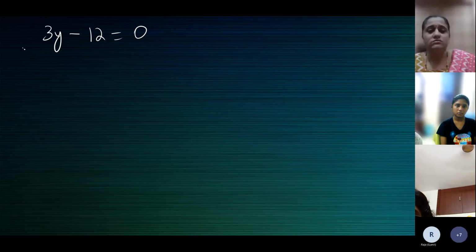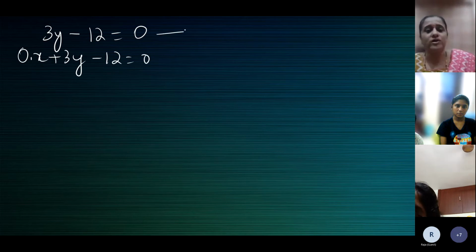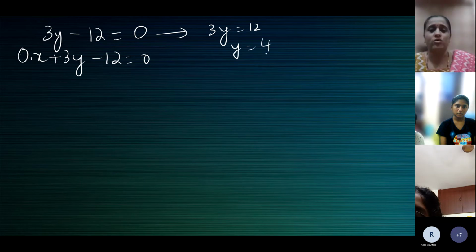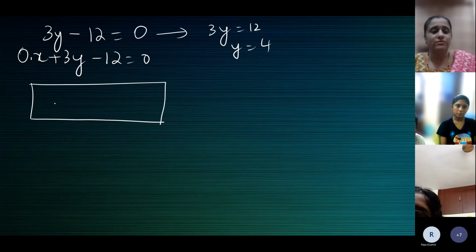0x plus 3y minus 12 is equal to 0. When you solve this, what will you get? 3y is equal to 12. y is equal to 12 by 3, 4. So how do we make the table?